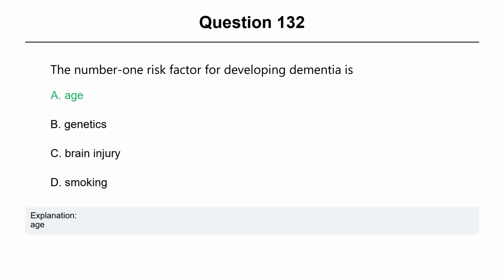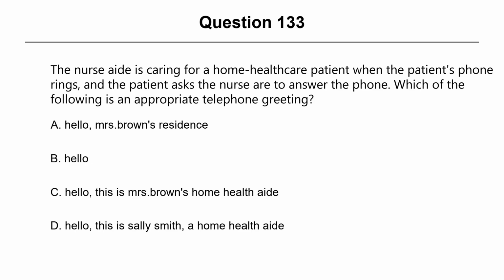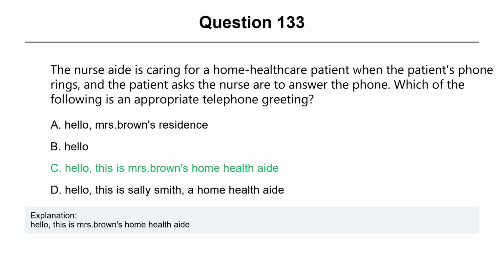Question 133. The nurse aide is caring for a home healthcare patient when the patient's phone rings, and the patient asks the nurse to answer the phone. Which of the following is an appropriate telephone greeting? Option A, hello, Mrs. Brown's residence. Option B, hello. Option C, hello, this is Mrs. Brown's home health aide. Option D, hello, this is Sally Smith, a home health aide. The correct answer is option C, hello, this is Mrs. Brown's home health aide.